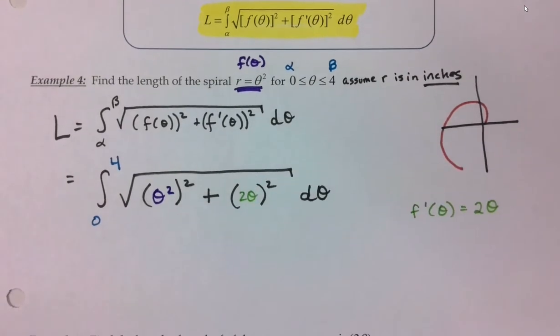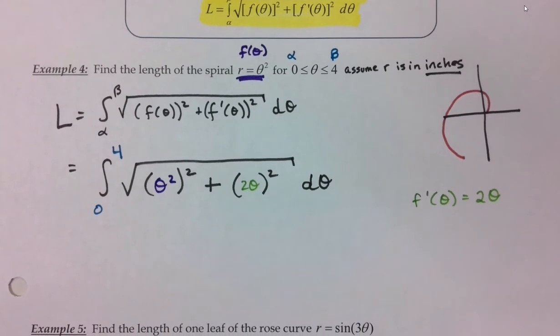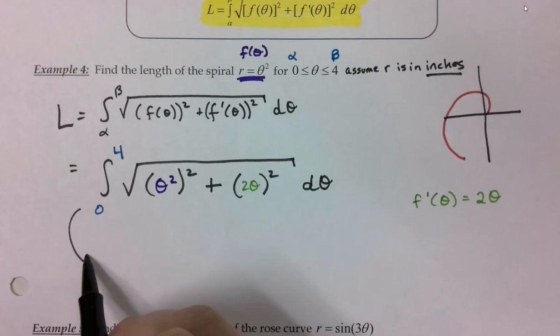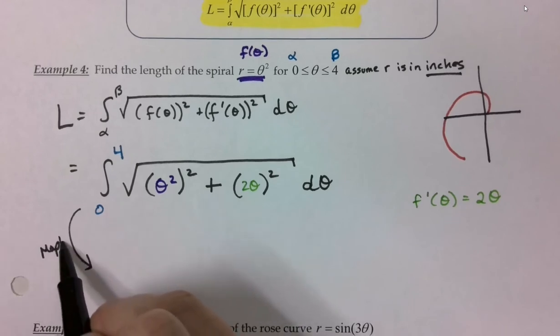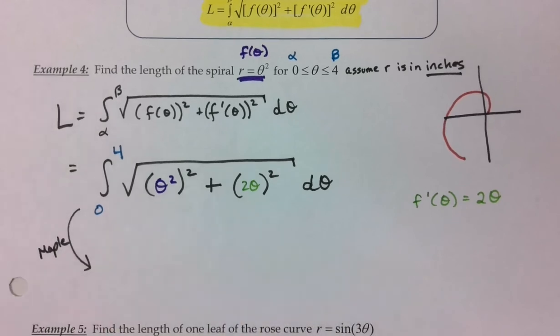Not strictly necessary to close off your square root, but it helps. And yeah, we're going to make Maple do that. Yeah, that's what Maple's for. So we will find that with Maple. Let me pull Maple up.